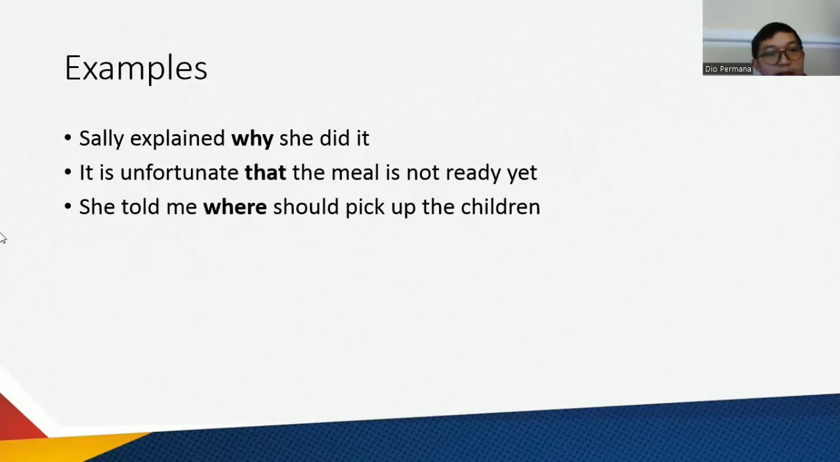For the example: Sally explained why she did it. In this sentence, you don't see the object of the sentence, because the object, the thing that is explained, is included in this noun connector, why. Jadi maksudnya itu adalah perihal objek yang dibicarakan itu masuk ke dalam kata hubung why tersebut. Sally menjelaskan kenapa dia melakukan itu. Kenapanya itu di dalamnya terdapat apa yang dibicarakan, apa objeknya. Itulah fungsi dari noun clause connector.